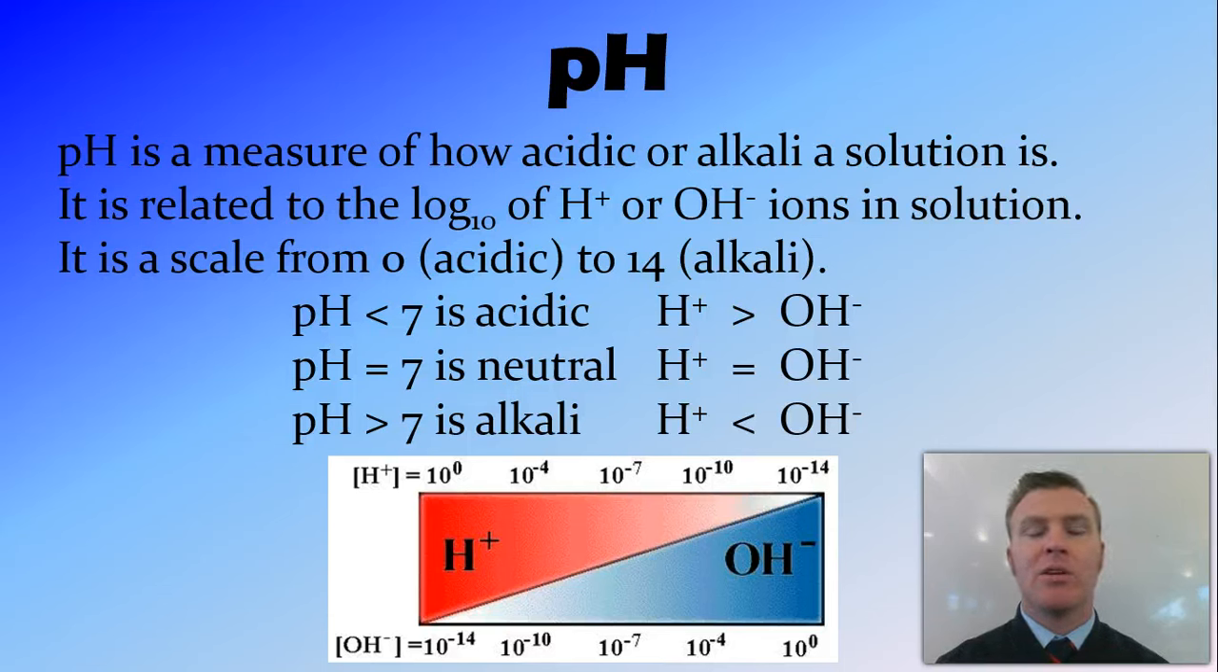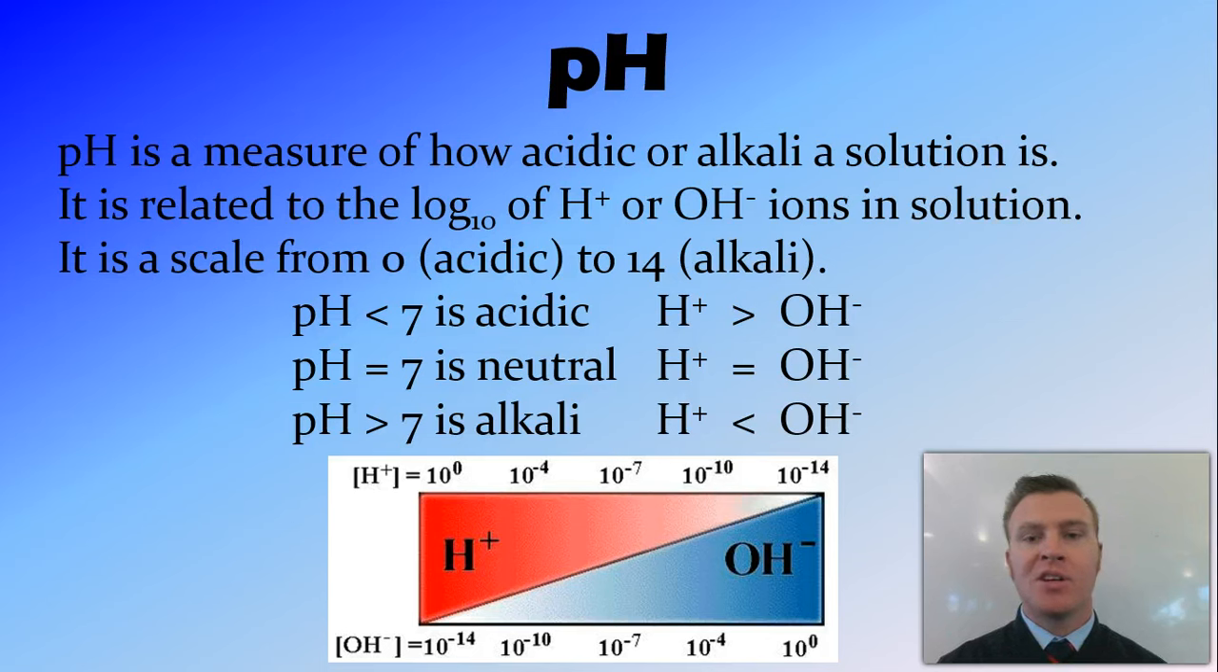pH is a scale that we use to measure how acidic or how alkali a solution is. If a solution is very acidic, it will have a low pH, so a pH of somewhere around 0. And this is because it has more hydrogen ions than hydroxide ions. If a solution is very alkaline, it will have a high pH, and the scale only goes up to 14, so it'll have somewhere around 13 or 14. And it has much more hydroxide ions than hydrogen ions.